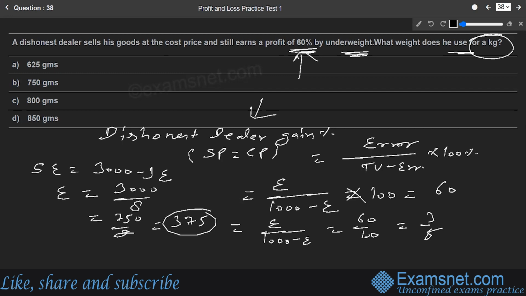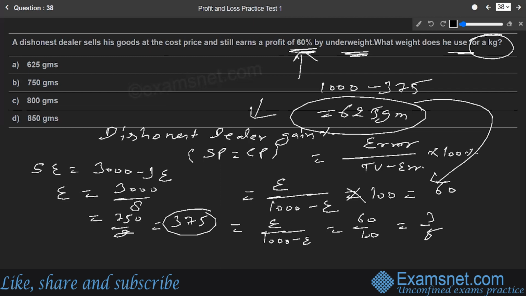So how much weight is he using? The weight he is using is simply 1000 minus 375, that is 625 grams, instead of a 1 kg weight. Then only he is gaining the gain of 60%.